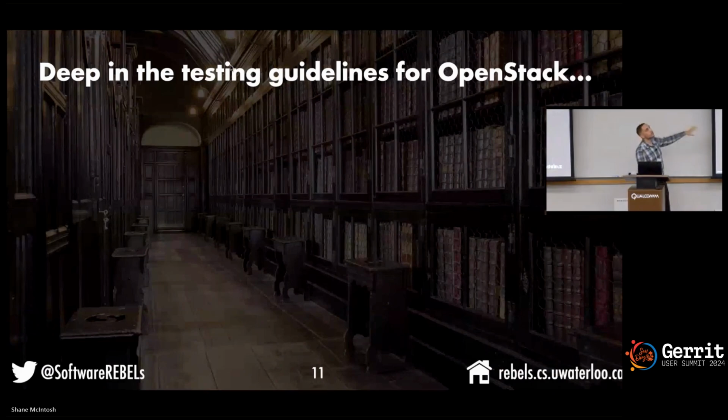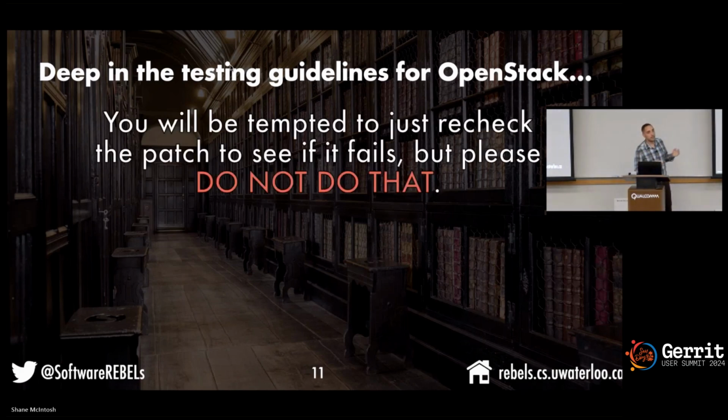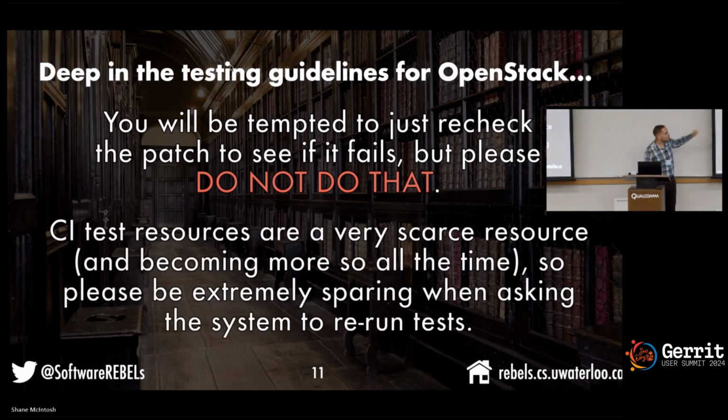Well, I'm kind of glossing over something. So deep in the documentation of OpenStack, there is a quote. So there should be some kind of societal penalty that developers are paying if they abuse rechecks. So they say you will be tempted to just recheck the patch to see if it fails, but please don't do that, right? So they're saying, like in our testing guidelines, we don't want you just spamming recheck because CI test resources are a very scarce resource and becoming more so all the time. So please be extremely sparing when using this resource.